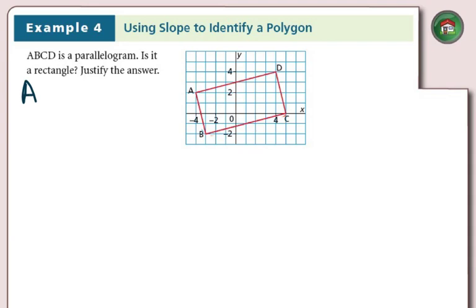So for AD, slope is rise over run. We can use the 2 endpoints. So from A to D, the rise is 2, the run is 8. That would simplify down to 1/4.